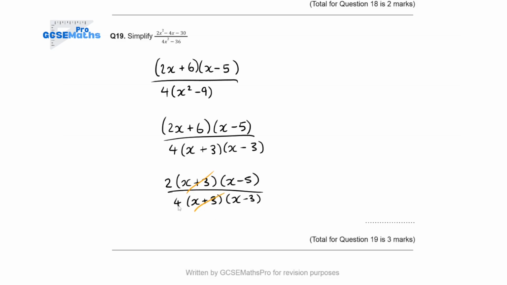Cancel, cancel. The other thing we can also cancel is 2 divided by 4. That would simplify to technically a half, so the 2 would cancel. The 4 would become kind of left over 2, wouldn't it? So my answer would be x minus 5 at the top, and you can expand it at the bottom if you want. You can leave it as it is. I didn't specify when I wrote the question. That would be my answer. I can't simplify anything else.